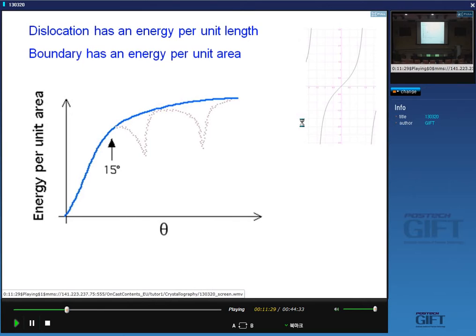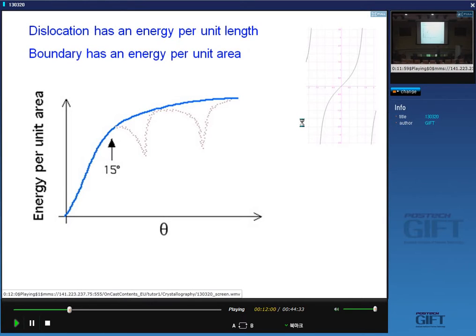What we find in reality is, forget about this part at the moment, but what we find in reality is that initially that's correct, okay? But as the misorientation continues to increase, the energy doesn't increase very much, okay? The interfacial energy per unit area doesn't increase very much. So the relationship breaks down roughly at an angle of about 15 degrees between the two halves of the crystals.